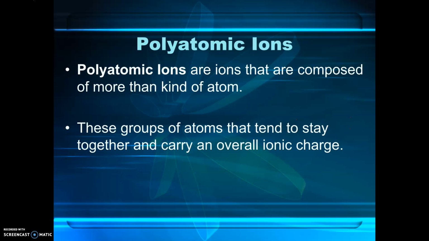So polyatomic ions are ions that are composed of more than one kind of atom. These groups of atoms tend to stay together and carry an overall charge. This is the difference. It's already an ion, but it's got two or more elements already attached, and they carry a charge.